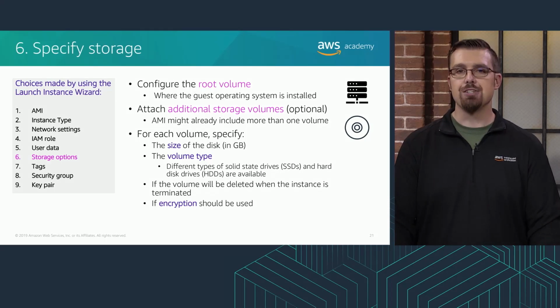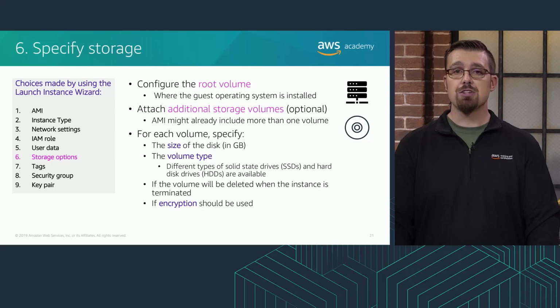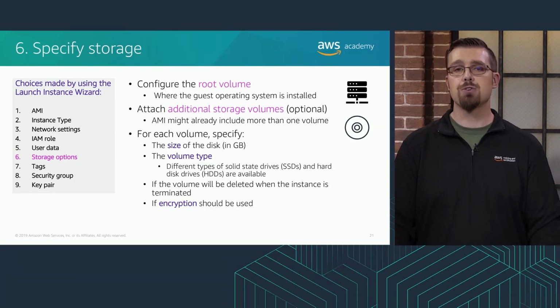When you launch an EC2 instance, you can configure storage options. For example, you can configure the size of the root volume where the guest operating system, such as Windows or Linux, is installed. You can also attach additional storage volumes when you launch the instance. Some AMIs are configured to launch more than one storage volume by default to provide storage options that are separate from the root volume. For each volume that your instance will have, you can specify the size of the volume and the volume type, and whether the storage will be retained if the instance is terminated. You can also specify if encryption should be used or not.